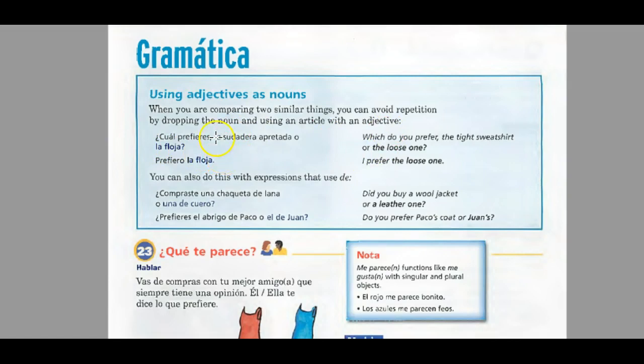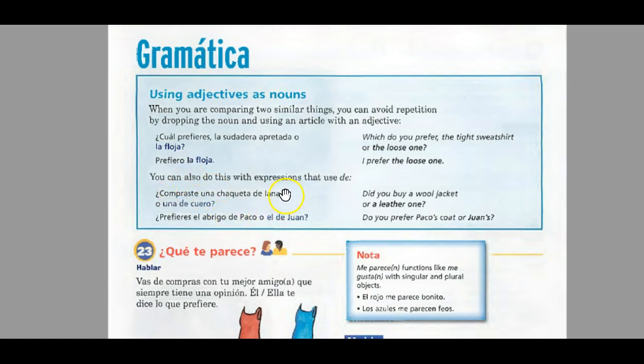¿Cuál prefieres? ¿La sudadera apretada o la floja? What do you prefer? The tight sweater or the loose one, right? Or you have a translation right over here. And notice that you say la floja, la sudadera, right? It's the loose one. But you still use the feminine because you're referring back to la sudadera. That's your subject. Prefiero la floja. I prefer the loose one. But in Spanish, you don't say that word one. You just say la floja.